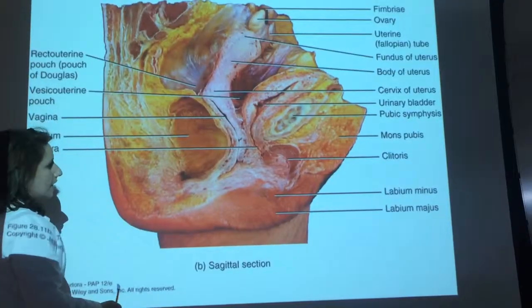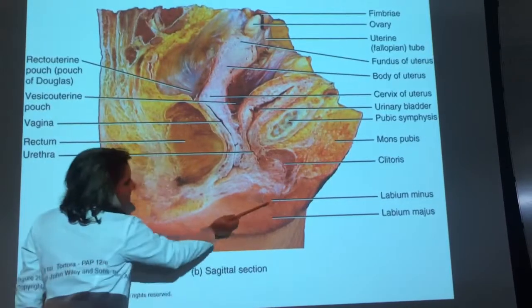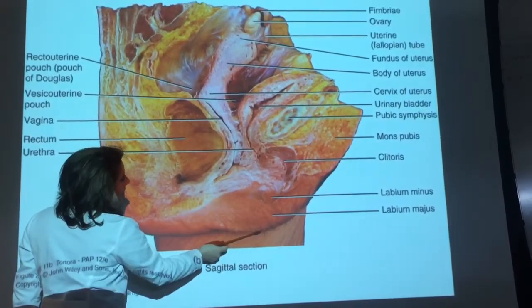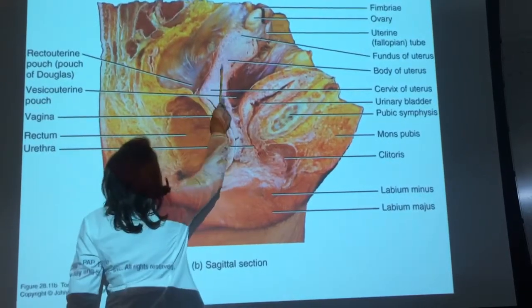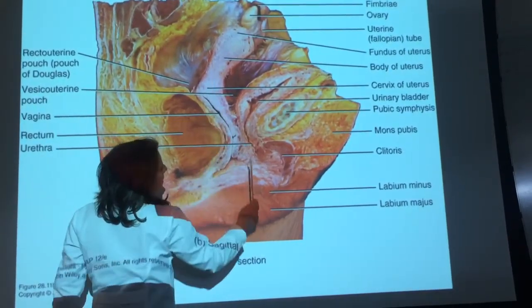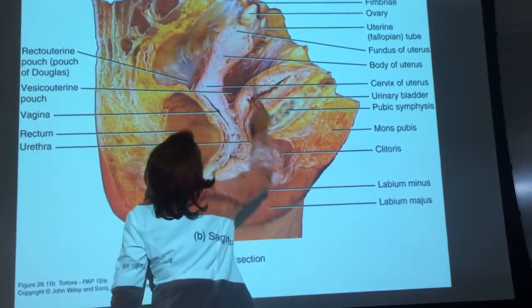This is the real anatomy. A little hard to see. This is the clitoris, labia minor, labia major. This is the vagina, and this is the uterus. This is the urethra. This is the urinary bladder.